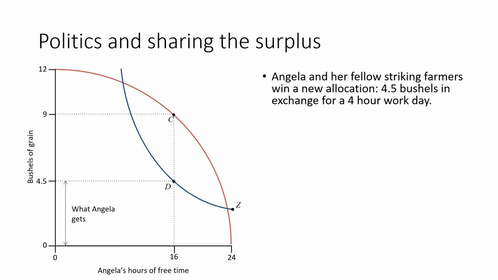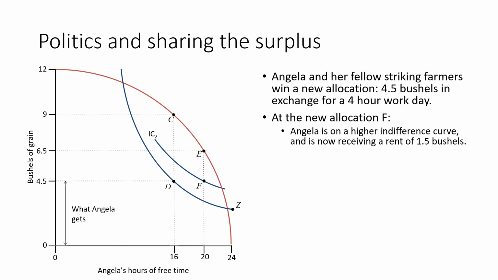Imagine that Angela and her fellow striking farmers win a new allocation of 4.5 bushels in exchange for a 4-hour workday. Essentially, what they would win then is a new allocation F. What they win is the opportunity of 20 hours of free time in exchange for 4.5 bushels, mandated by the government. Angela now is clearly on a higher indifference curve. She's on indifference curve 2. And she's now receiving a rent of 1.5 bushels.